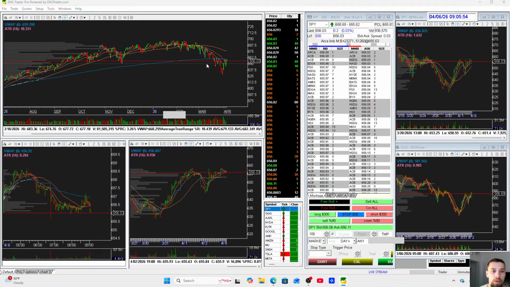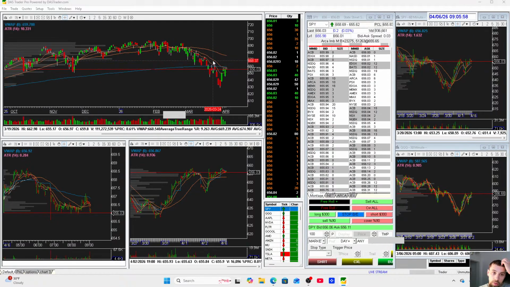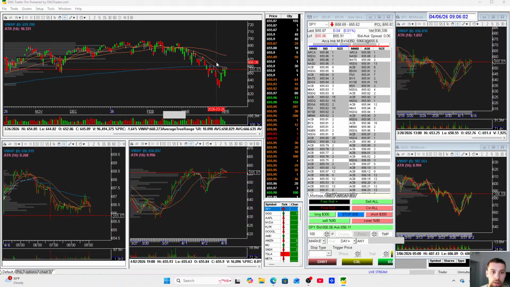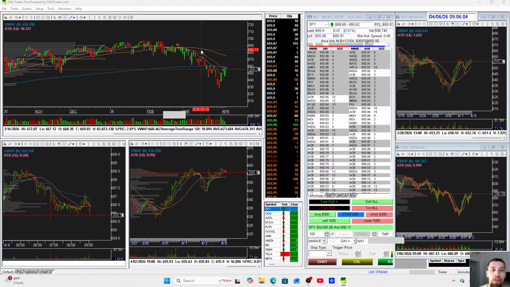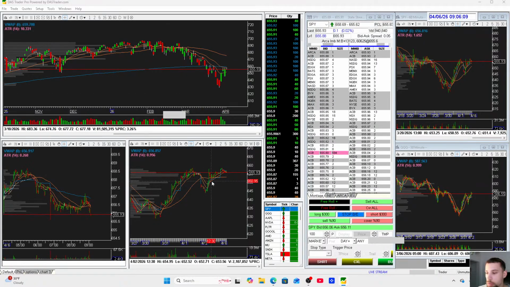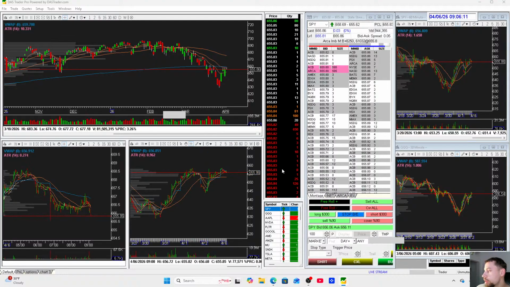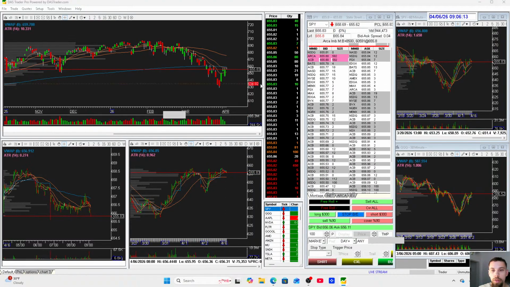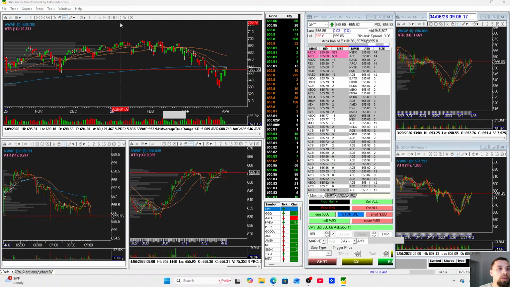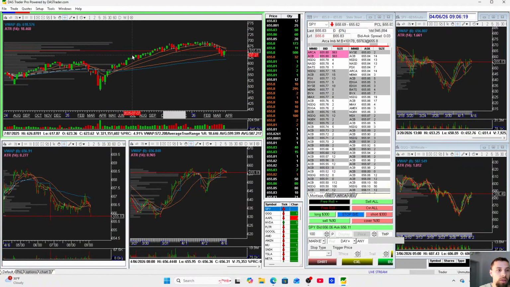A couple new lines on my charts here. These are just moving averages. The moving average that's the lowest one is the 9 EMA, and then the 20 EMA, and then the 50-day simple moving average. So a couple moving averages added to the charts here. Just kind of help me see the ebb and flow of the market. So that'll be good for me.